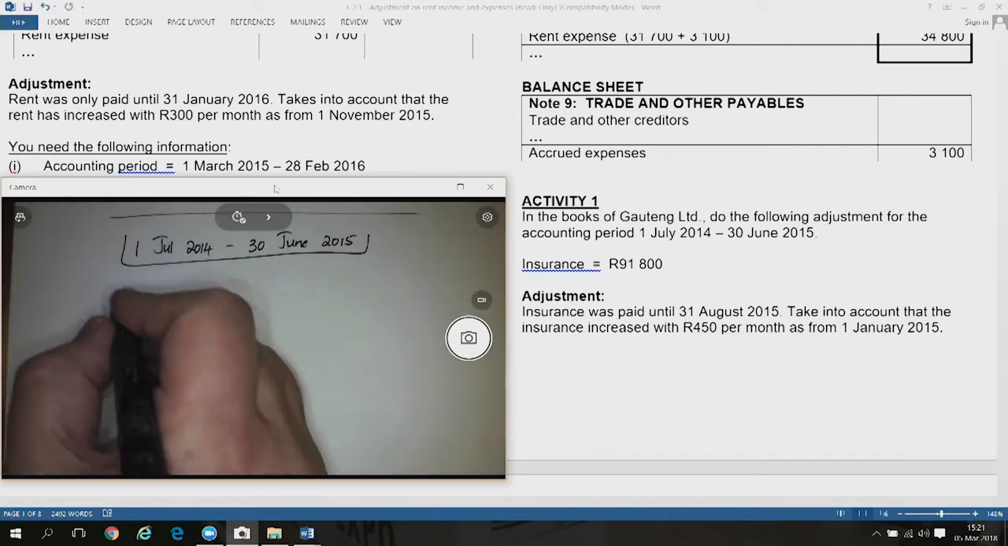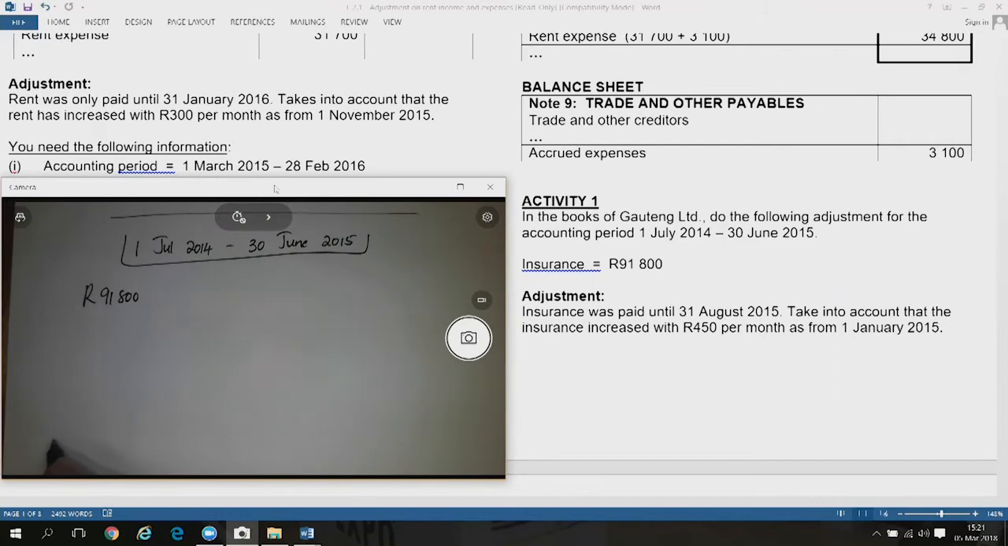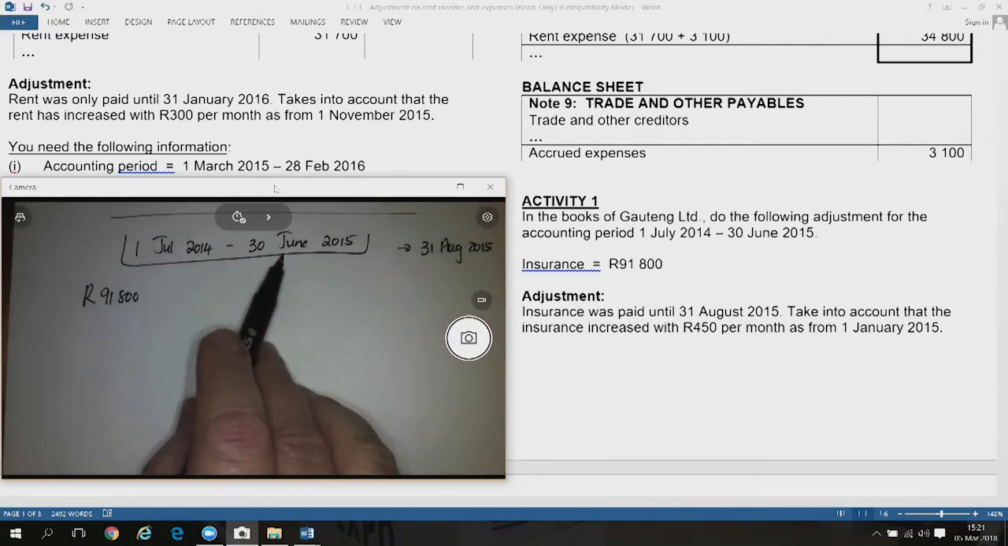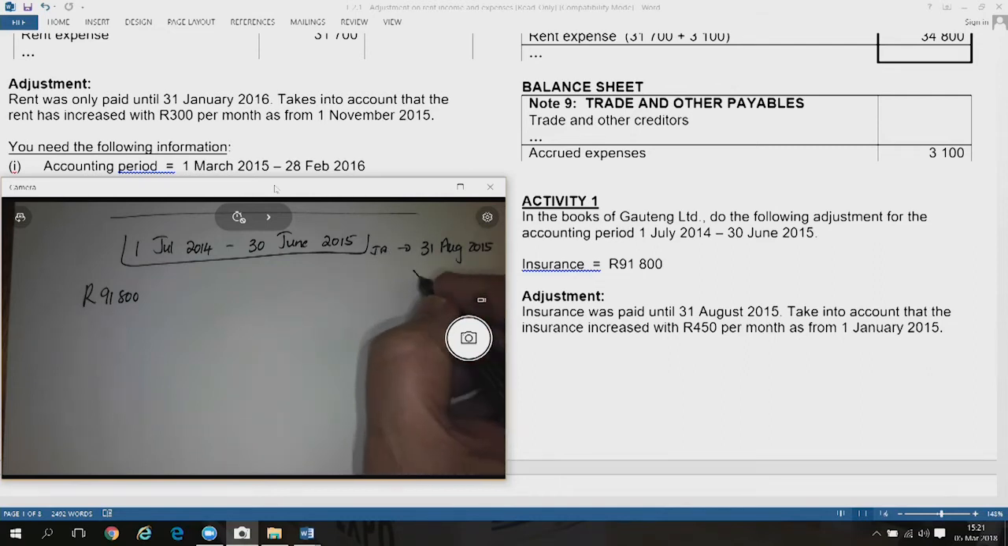The insurance amount is 91,800. Remember that we need that. It was paid until the 31st of August 2015. So that gives you July and August. That tells you that we paid for 14 months.